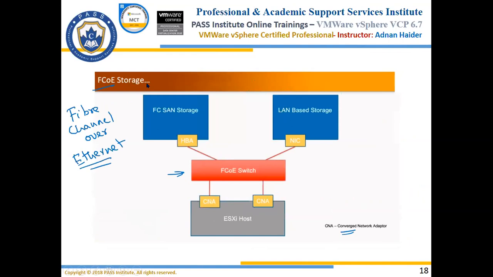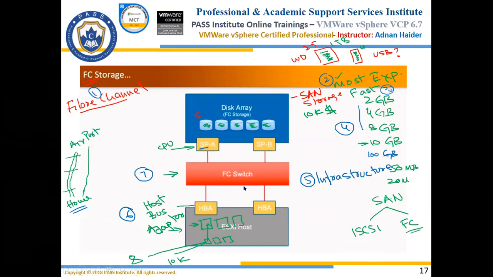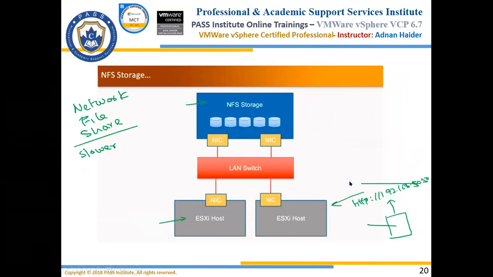So FCoE won't be here. I mean, this is one option, just like NFS, not used anywhere. But mostly it will be FC, this type of storage. And secondly, the second number is iSCSI. And this iSCSI has basically some sort of risk factor. That is why FC is the most common storage solution, which most of the companies are using.